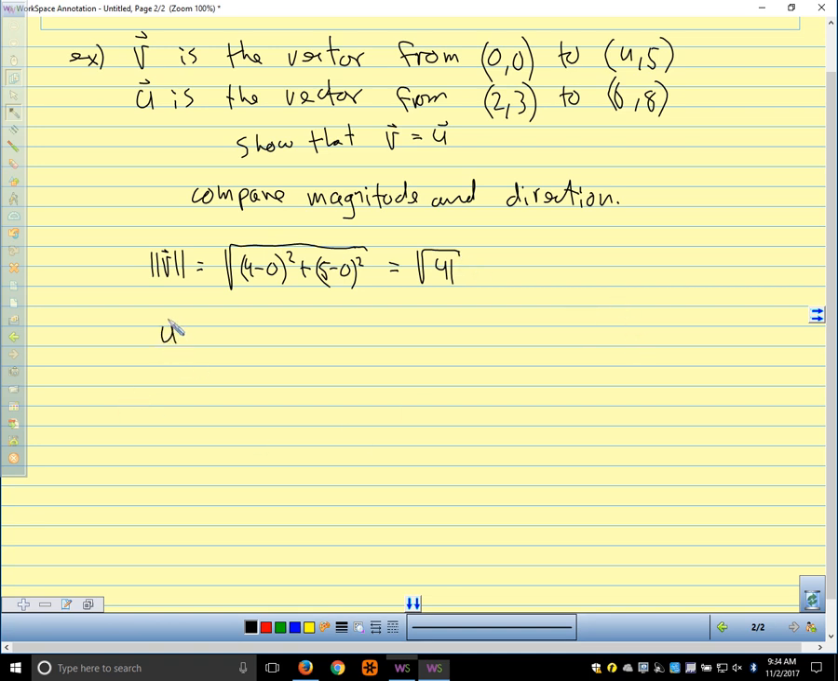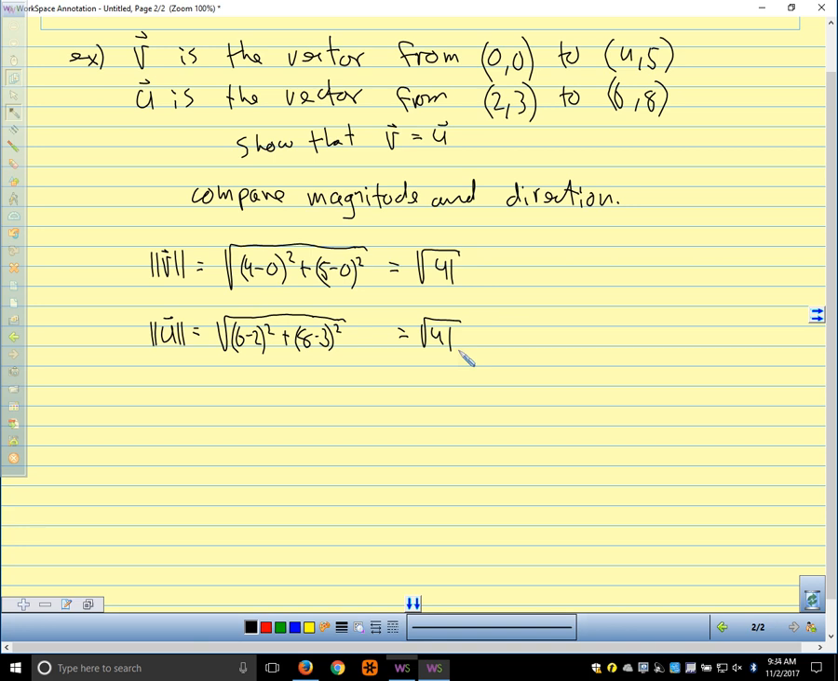And the magnitude of u, square root of (x2 minus x1) squared, 6 minus 2, squared, plus (y2 minus y1) squared, 8 minus 3, squared, and we get the square root of 4 squared plus 5 squared, square root of 41 again. So they have the same magnitude.